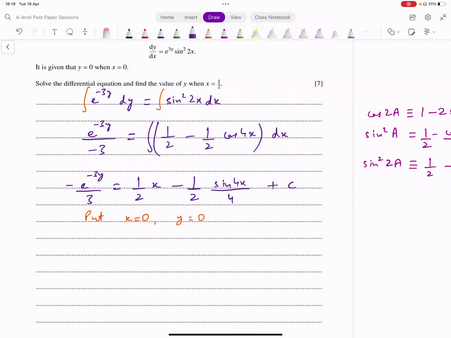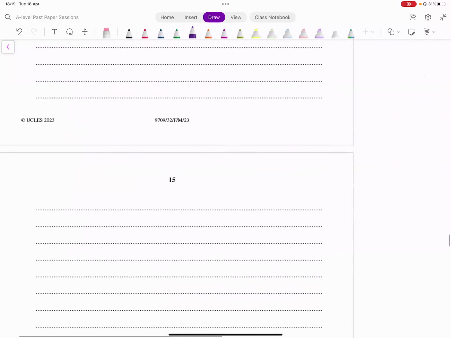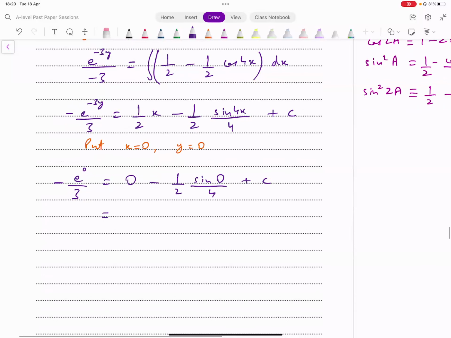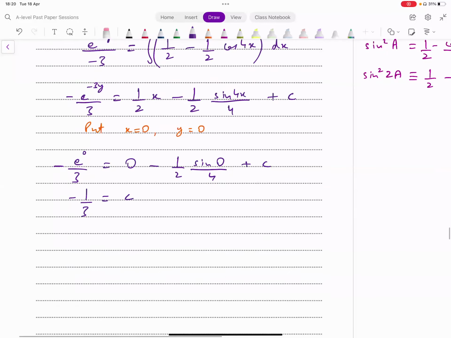X equals 0, y equals 0, let's input that. Okay, we have more space. So e raised to power 0 over 3 minus p, remember, minus e raised to power 0 over 3. On the other side, we have half into 0, that's 0, minus 1 over 2 into sine of 0 divided by 4 plus c. Sine 0 becomes 0, so we get c equal to minus 1 over 3. The value of c has come.